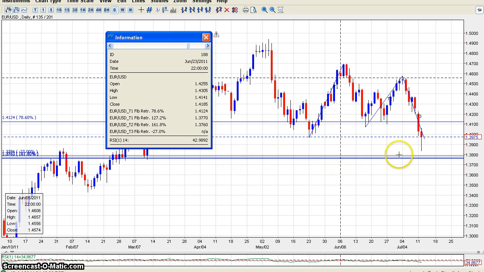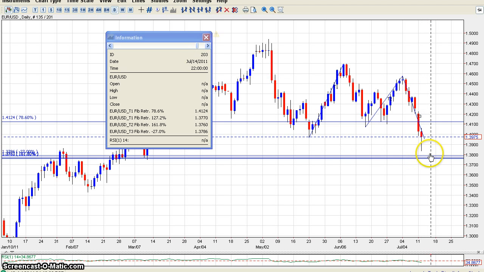As you can see, the support zone is literally between 1.3760 and 1.3786. So that's a 26 pip range for a support zone. What I'm looking to do is to wait for price to tag this zone before I go long. At the moment, price is at 1.3974, and I'm looking to place an entry order at probably 1.3770, which is the middle of the range.